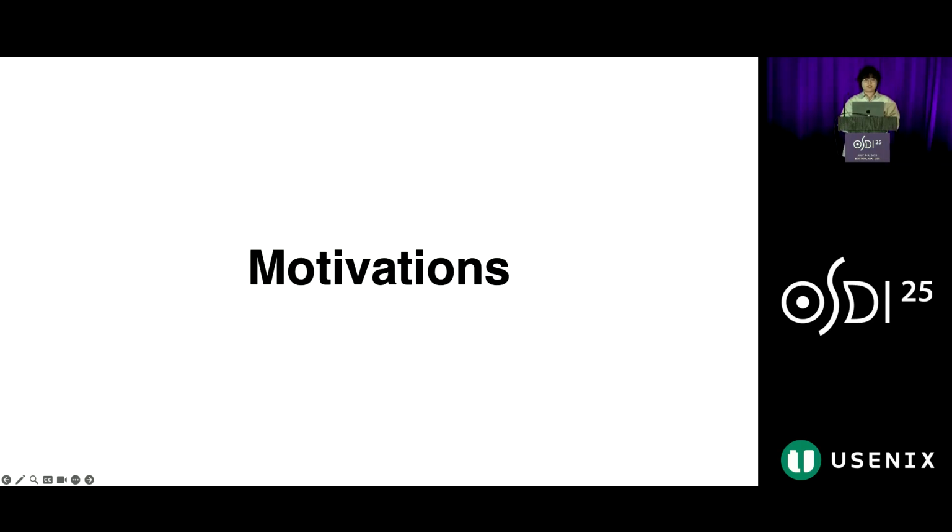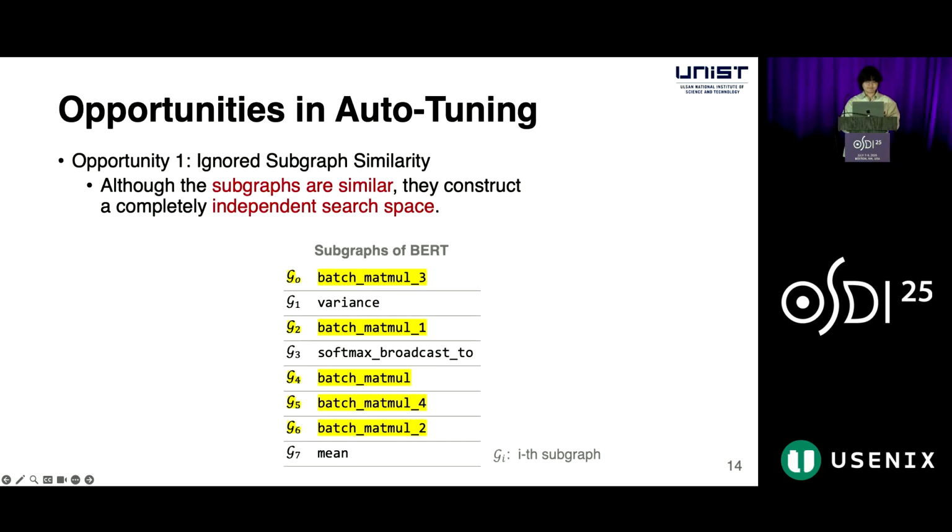This challenge opens up a few opportunities to make auto-tuning more efficient. The first opportunity comes from ignored subgraph similarity. Deep learning models are often built by stacking the same layers or blocks over and over again. This slide shows the subgraphs belonging to the BERT architecture. Most of them have the same operations, such as batch matrix multiplication. Because of that, many subgraphs in this model look quite similar, and sometimes they have similar search spaces.